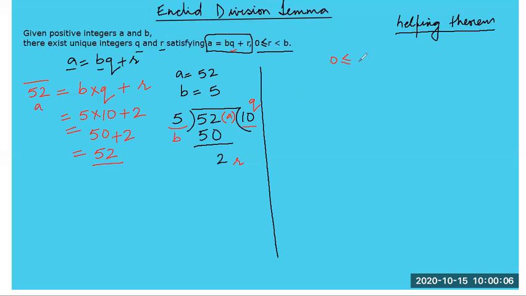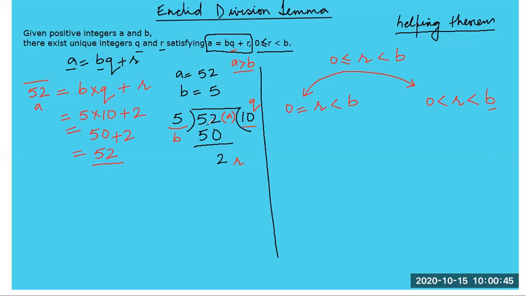Once I have understood this, now let us see what is the meaning of 0 less than or equal to r less than b. Students, it can be divided further into two cases. One is r equal to 0, and second is r greater than 0 but r less than b. Now we know what b is. b is the divisor.